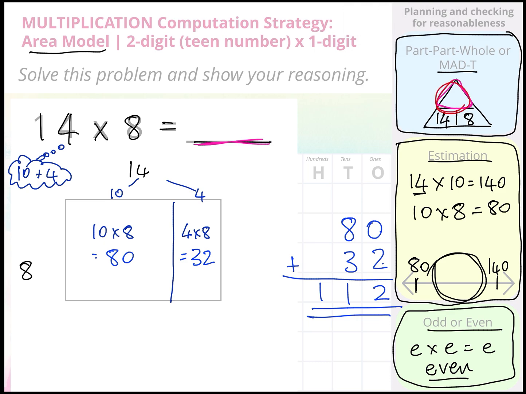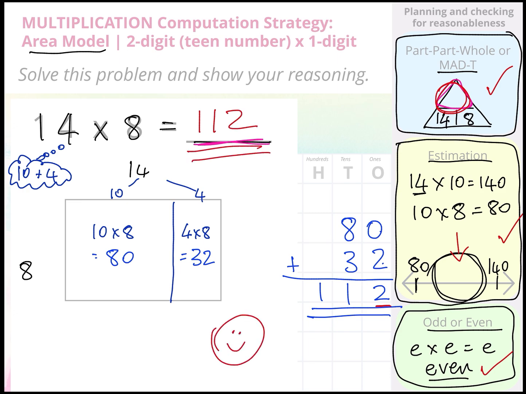Okay, so 112 is definitely bigger than 14 and bigger than 8, so that's a good sign. 112 is definitely between 80 and 140, so I'm happy about that. And 112 is even, so I'm happy with that. So I'm going to write 112 there and double underline it. I'm feeling pretty ready to go to the next question.